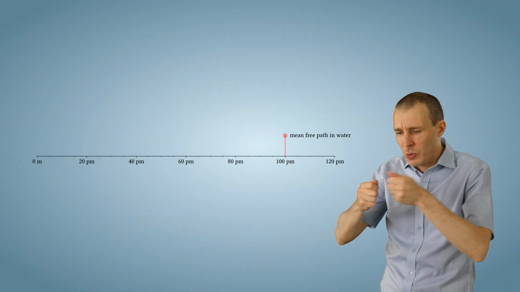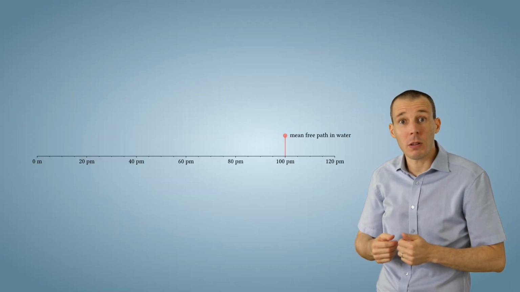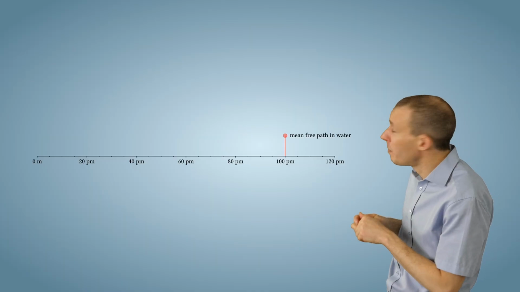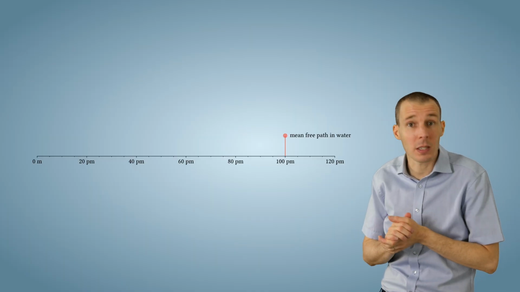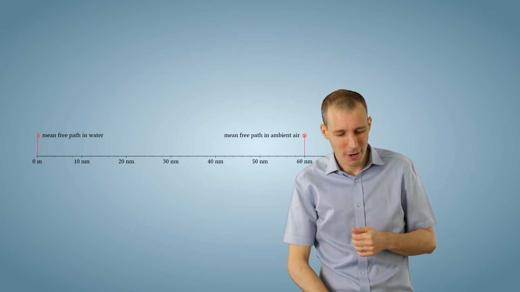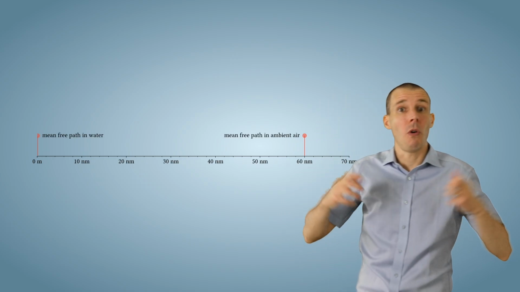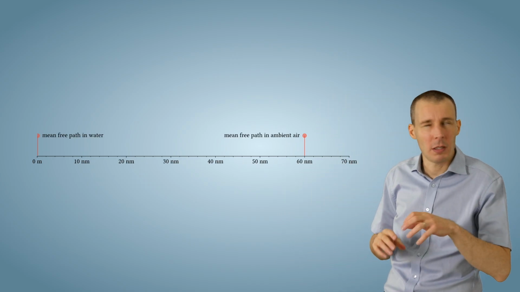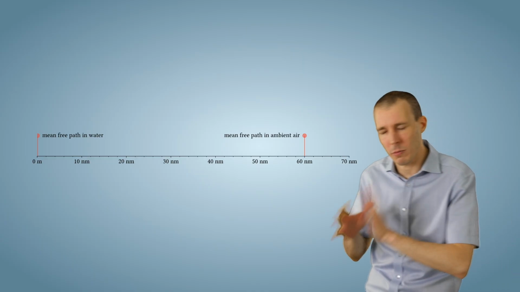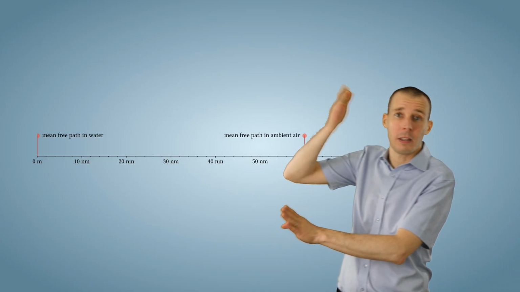The average distance between molecules in a fluid is called the mean free path. In water, it's about 100 picometers, which is 10 to the power minus 10 meters. In air, above the water, in our case, it's a lot more, 60 nanometers, which is about 10 to the power minus 7 meters. Okay, these are very small numbers. What about on the other side of the big red line?